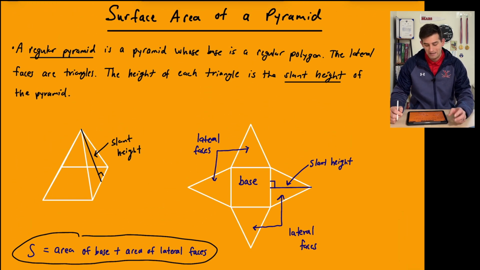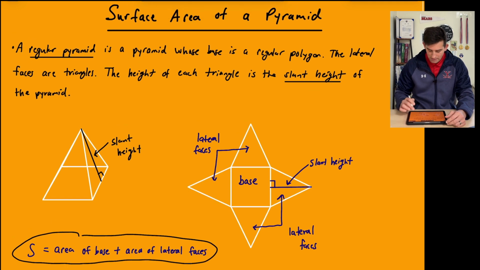It's just a pyramid whose base is a regular polygon. Okay, so the lateral faces are triangles, and the height of each triangle is the slant height of the pyramid. So we see some picture definitions, right? If we have a net here on the right side drawn of this shape to the left. Okay, so we see the slant height. That is going to be a line that is drawn on one of the lateral faces that has that right angle box at the bottom. That's telling us the slant height, or the shortest distance from the point to the base. That would be a perpendicular distance. That's why there's a right angle box there.